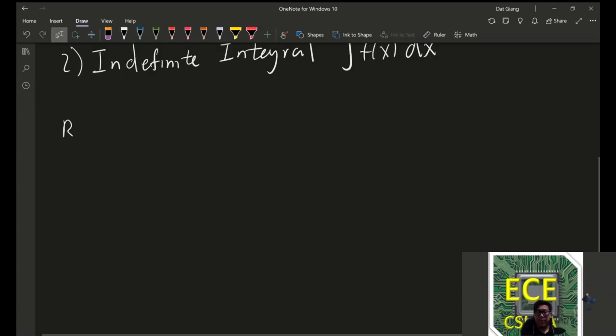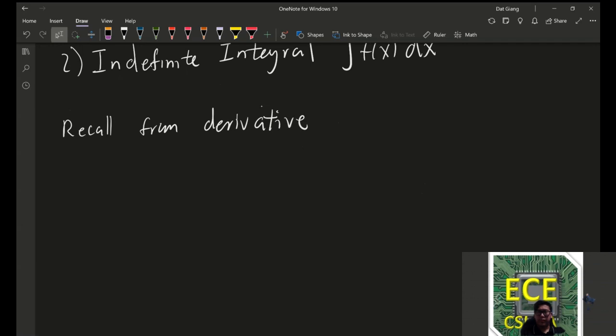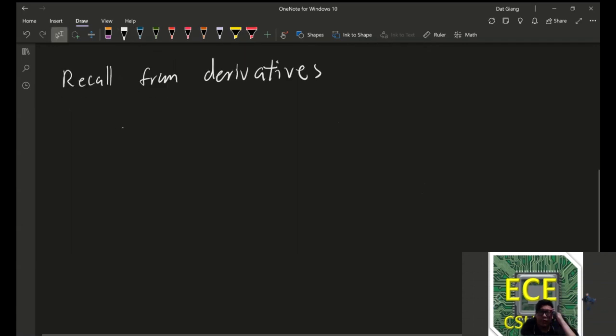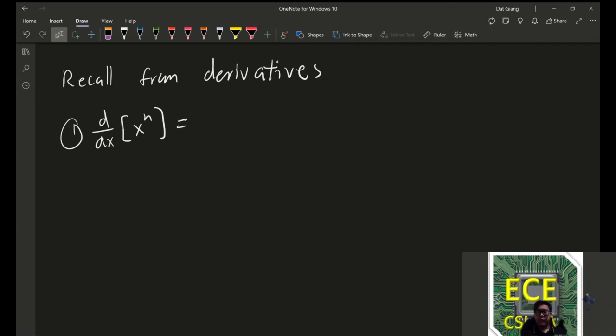So recall from derivatives the following differentiation rules. One, we have the power rule, which states that the derivative of x to the n is going to give us n x to the n minus 1. Now, with integrals, we have the integral of x to the n dx, which gives us a reverse of the power rule.